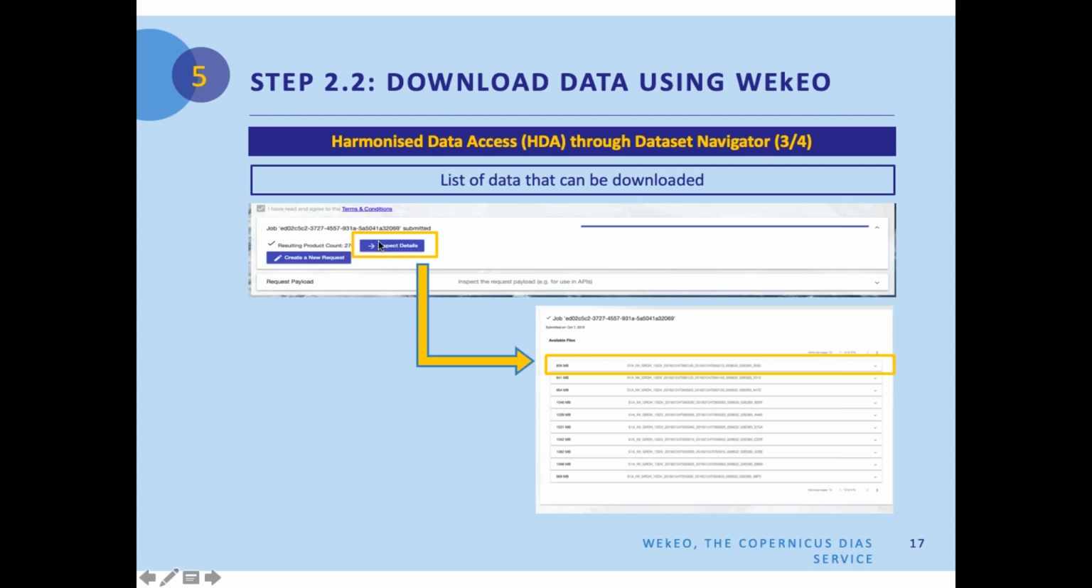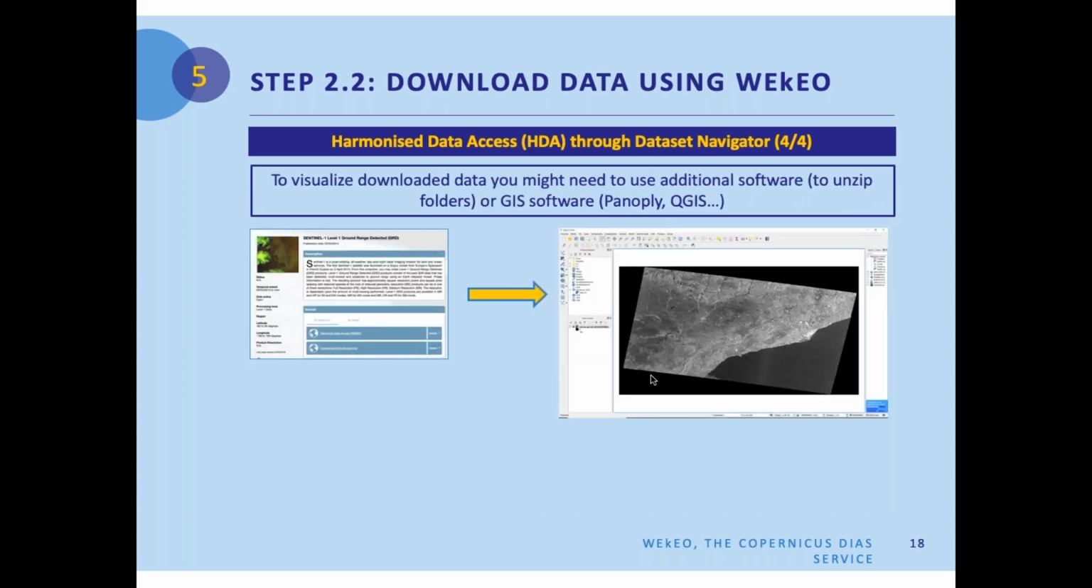So I can see the product count. I think it's 200, I don't know, it's 27 something. So I can see the details. And the details show a list of data to download. And these are zip files. So to visualize this data, you might need some additional unzip program on your computer, and some additional GIS software. For example, we used QGIS here to show the Sentinel-1 image, so a slice of it. And yes, that's basically how it would work.